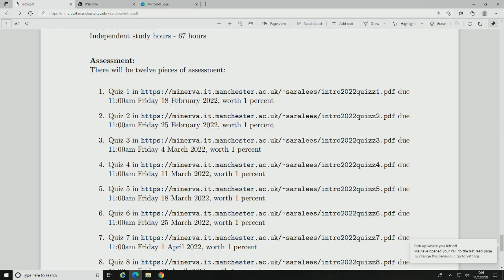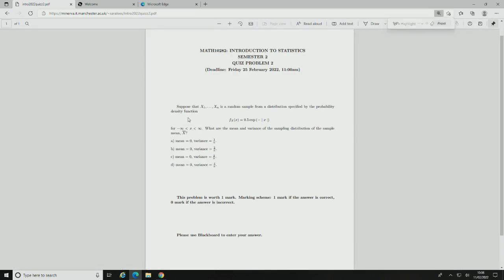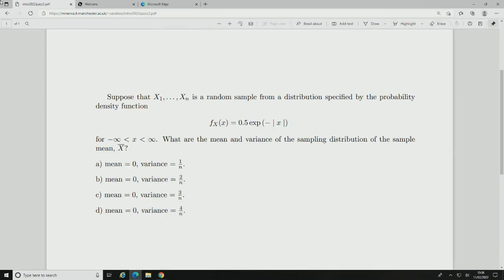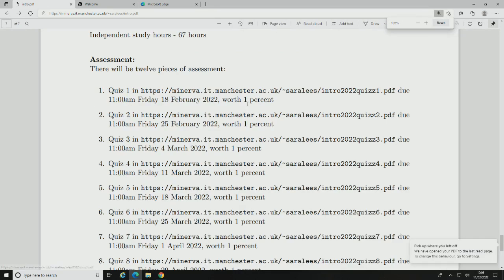So that's quiz 1. Quiz 2 is similar. This is quiz number 2, right? And so on. So every week, every Friday, you have to submit a quiz using Blackboard, right? And each quiz is worth 1 mark. So you have 10 quizzes worth 10 marks, right?